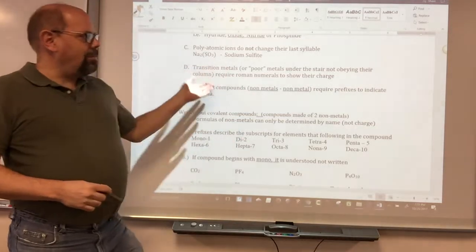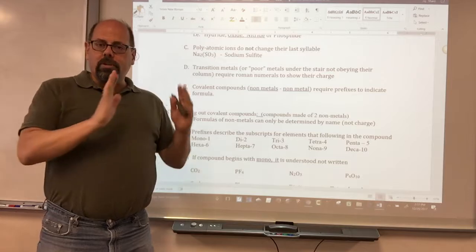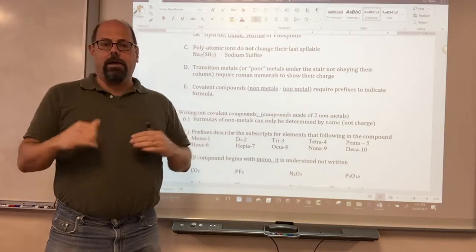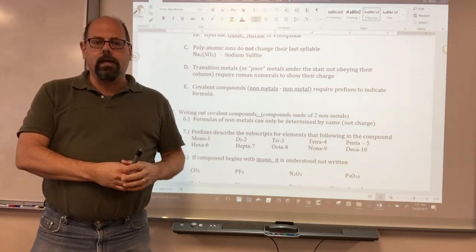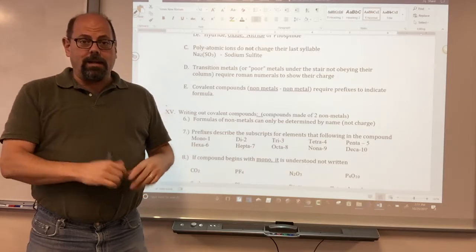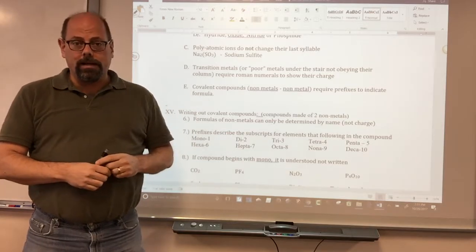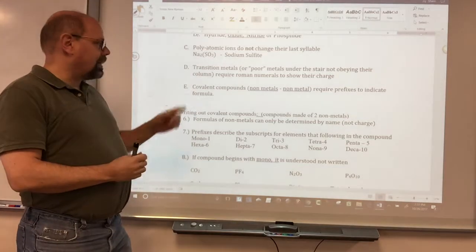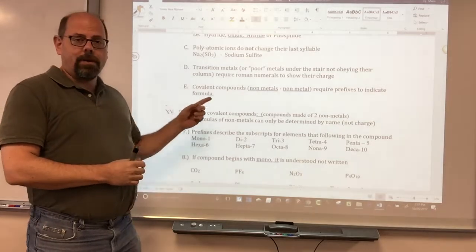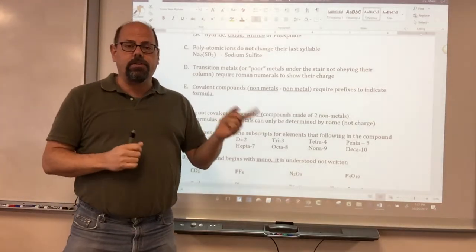So far, we've been naming compounds that were pretty much always a metal with a nonmetal or a metal with a polyatomic ion, okay? But that doesn't mean that you can't get two nonmetals to make a compound. Matter of fact, here's the first time we're going to deal with that. Covalent compounds are two nonmetals, like phosphorus and sulfur.